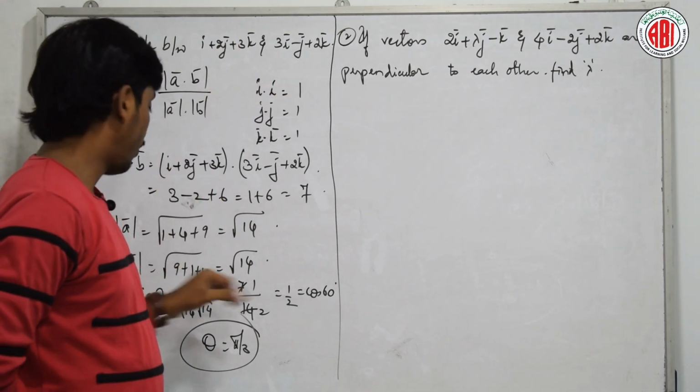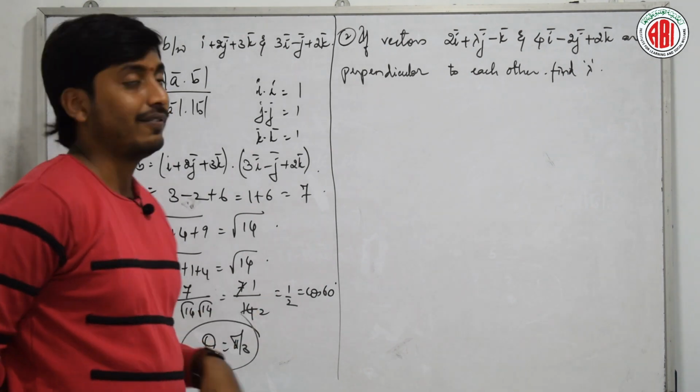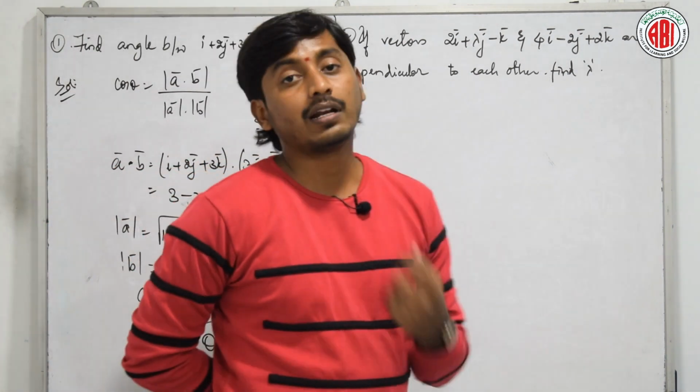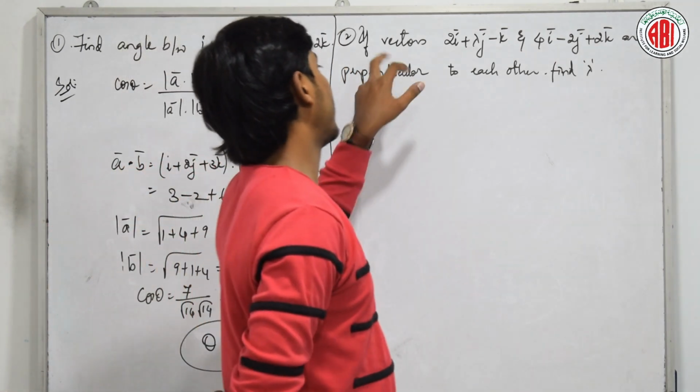Clear? That is root 14. B mod B also root 14. We'll substitute in this formula and we'll get the answer for the angle. Clear? Fine.